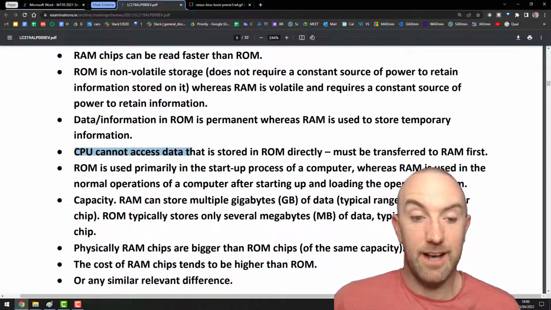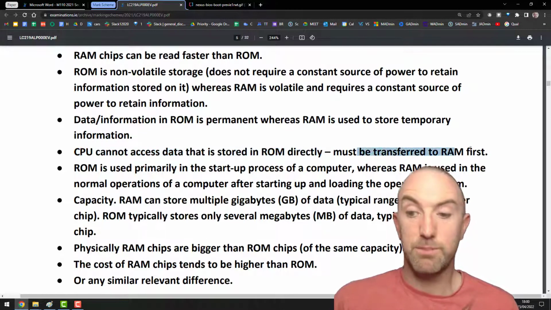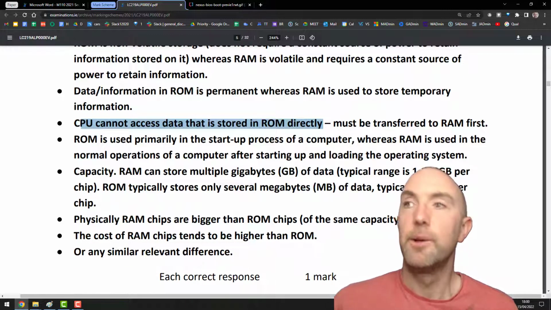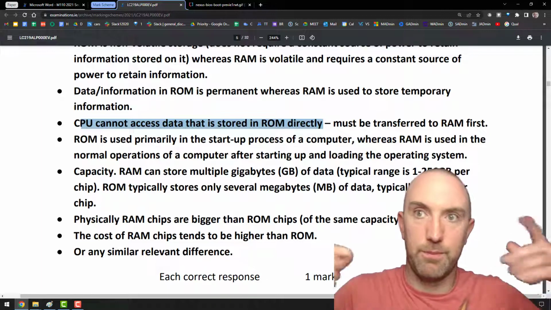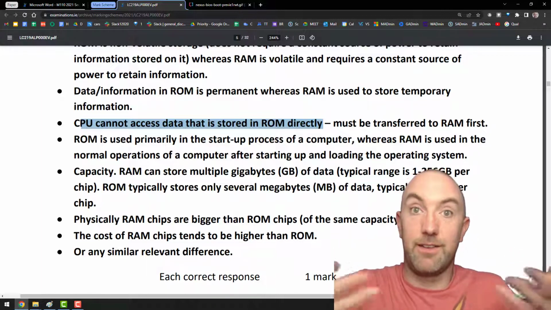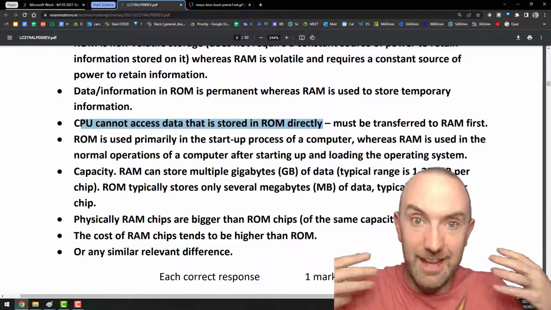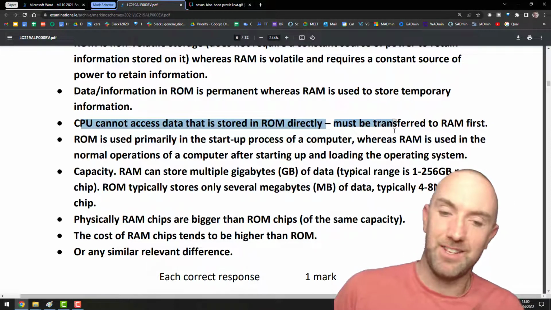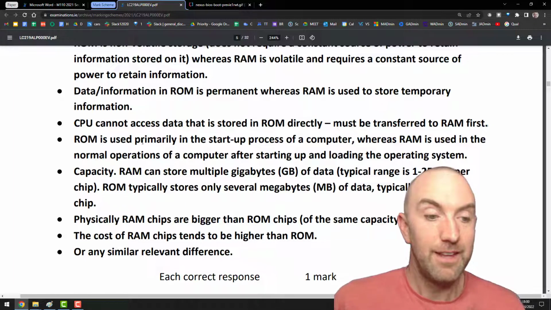The CPU cannot access data that's stored directly, it must be transferred to RAM first. So if you want to take data off that billboard, you've got to go up and look at it and take it on board to do something with it. Maybe that's not a perfect analogy, but that's another thing to learn.